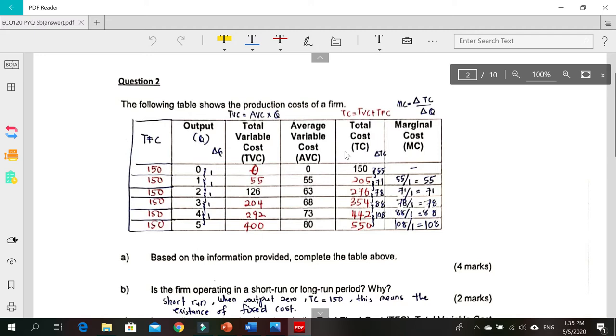For example, yang ni dia bagi output, total variable cost, average variable cost, total cost. Okay, the thing is, masa tu ada output equals to 0, right? You have total cost equals to 150. So masa tu, your total variable cost is equals to 0. Means that you don't need to pay labor because we don't produce anything, right? So means that apa yang 150 tu itu adalah fixed cost. Lepas tu saya buat satu lagi kotak kat situ, fixed cost equal to 150. Okay, lepas tu total variable cost, how to find this? Average variable cost times Q, because we already have the value of average variable cost here.